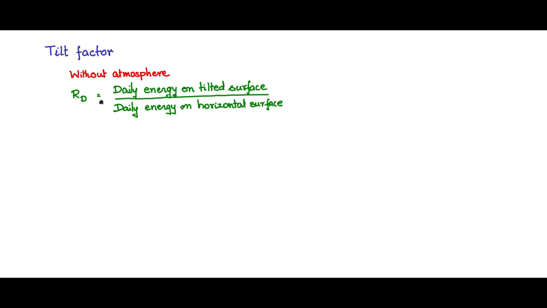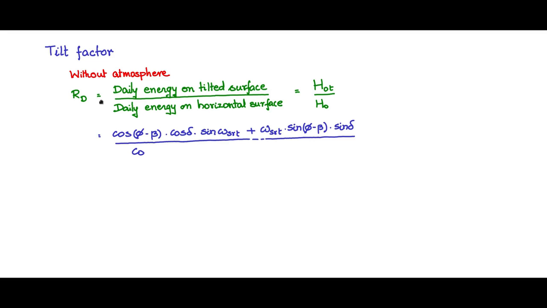This is without the atmospheric effects, and this is equal to, we know how to calculate daily energy on tilted surface. We have seen that, which is H naught T, and on the horizontal surface, which is H naught. So if you write down the equations of these two and cancelling the common terms, you will get cos(phi minus beta) cos delta sin omega SRT, sunrise angle of the tilted surface, plus omega SRT sin(phi minus beta) sin delta, divided by cos phi cos delta sin omega SR plus omega SR sin phi sin delta.